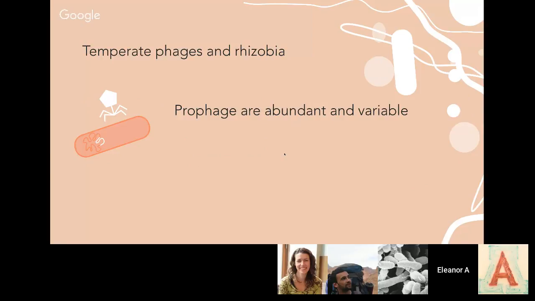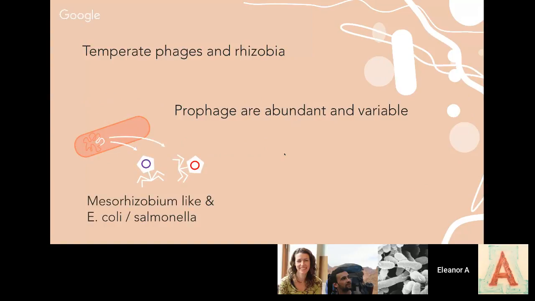And I've been having a look at prophages in rhizobia genomes, and from my preliminary work, I've found that they are very abundant and quite variable. So, for instance, I've sequenced a couple that I isolated from one single strain, and there are two genomes that I have really good sequences for. One of them is a mesorhizobium-like phage isolated from a very similar species, but another is most similar to one that is found in E. coli and Salmonella, so potentially coming in from very different communities.